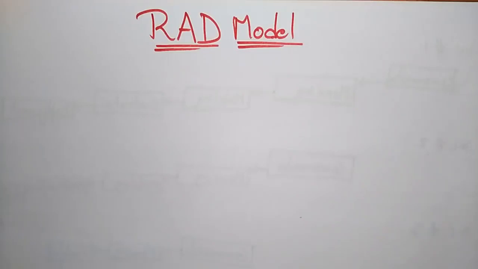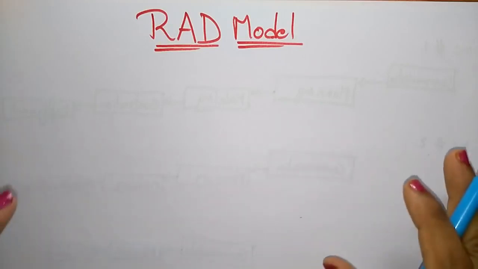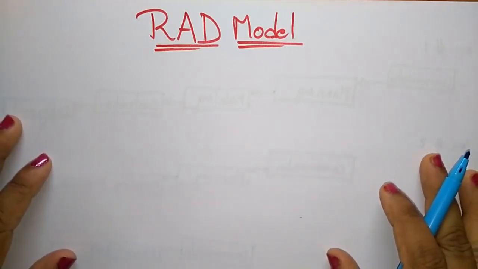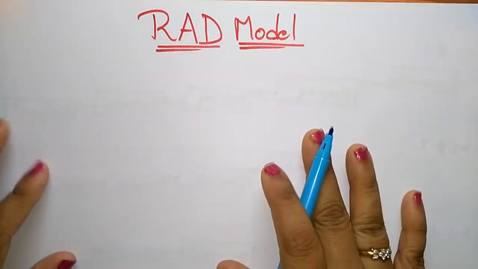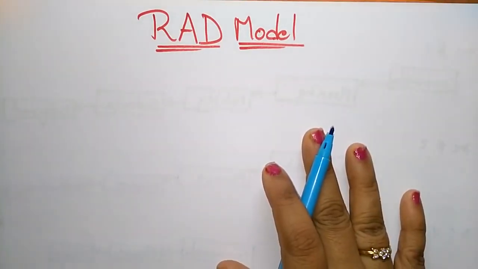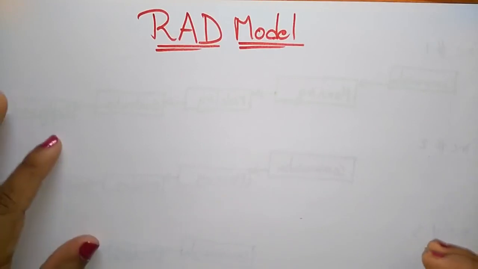Hi students, coming to the next prescriptive process model, that is the RAD model. In the previous videos I explained about the waterfall model and the incremental model. Those come under the prescriptive process models, and now coming to the third one, that is the RAD model. Actually, RAD is an incremental model; we also call it the extension of the incremental model.